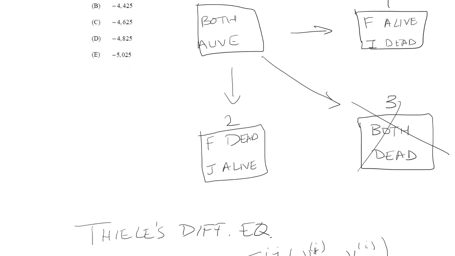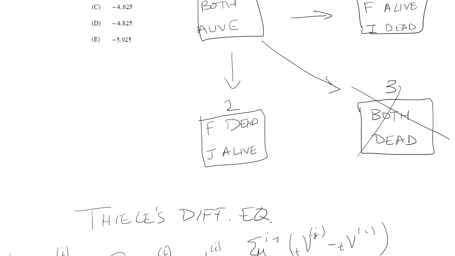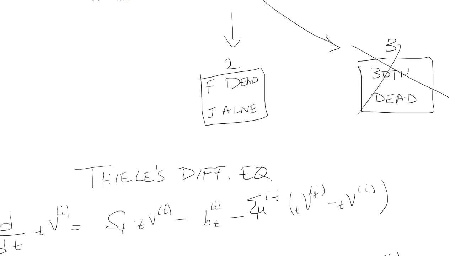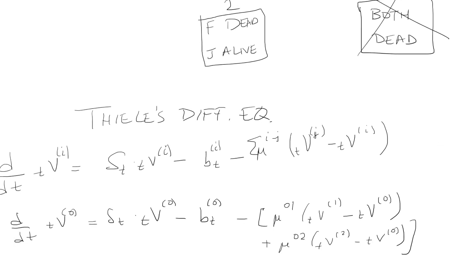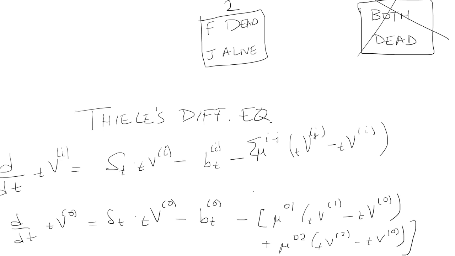So in order to solve this, we need to use Thiele's differential equation. And here we're looking for when i is equal to 0. Okay, so we'll be plugging it in, and let's see. So this is the value while we're in state 0. That's how much we're going to get paid, which is the 10,000.